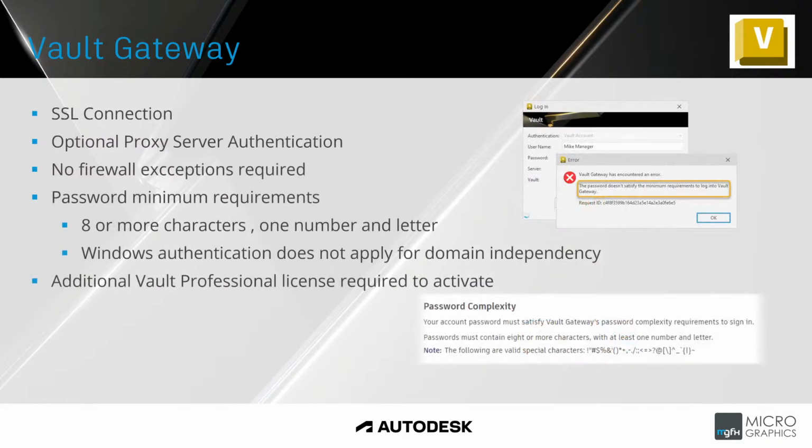So how does it work? It's got an SSL connection, just for security, and you have optional proxy server authentication as well if you want it. There are no firewall exceptions required. There is a minimum password requirement as well: eight or more characters, and they must have one number and one letter. Windows authentication does not apply, for domain independence. And the biggest thing, and please note this, if you are going to use Vault Gateway, you will need to buy a dedicated extra license for it. Okay, so that is just one of the requirements that you do need to get your Vault Gateway up and running.